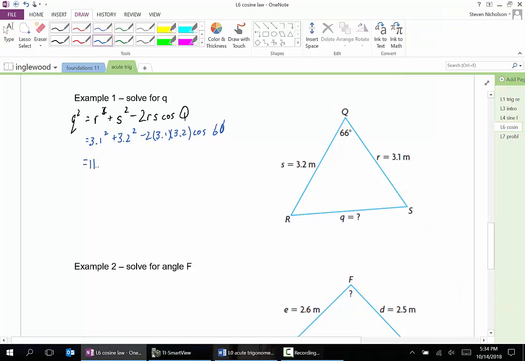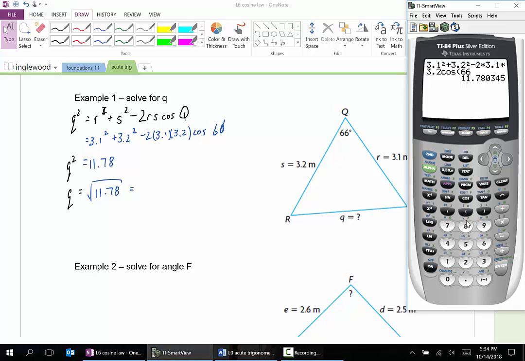So that's equal to 11.78. Now remember, that's not what q equals. That's what q squared is equal to. So in order to find out q, we simply take the square root of 11.78. And again, I should still have that on my calculator. So I'm going to do that, the square root, and I get 3.4.